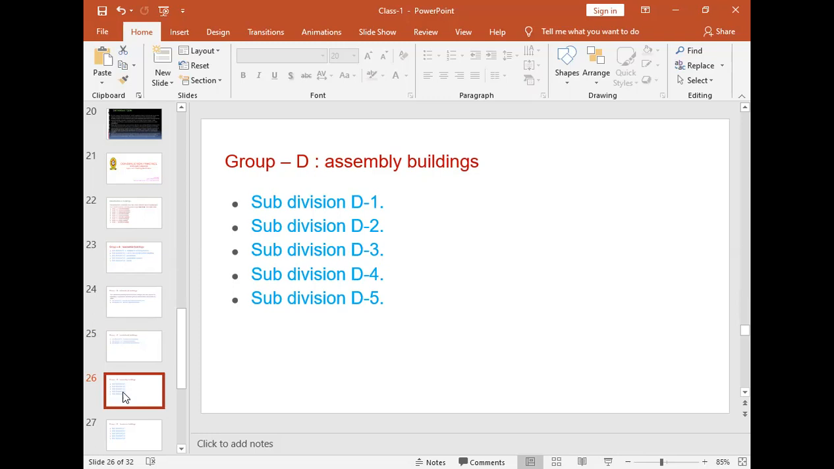And then subdivision D4. This subdivision shall include any building used as described in subdivision D3 but with accommodation for less than 300 persons with no permanent seating arrangements. This is also same as D3 but without permanent seating and not more than 300 persons are assembled at one place. This type of classification is under subdivision D4.